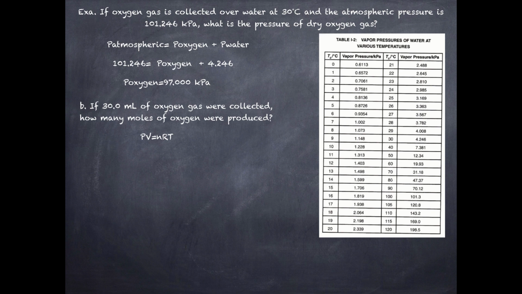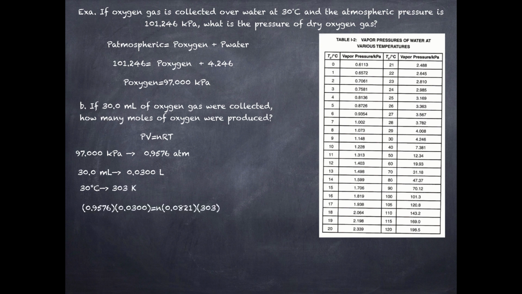So I've got to convert. So the first conversion, I have 97.000 kilopascals. I'm going to divide that by 101.3 because remember there are 101.3 kilopascals in an atmosphere, and I get a pressure of 0.9576 atmospheres. For volume, I have 30 mils, so I'm going to divide that by 1,000 to get into liters. And then finally, for temperature, I have 30 degrees Celsius. That would be 303 Kelvin.